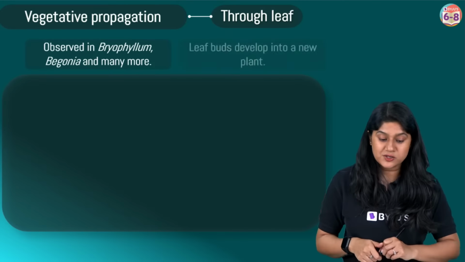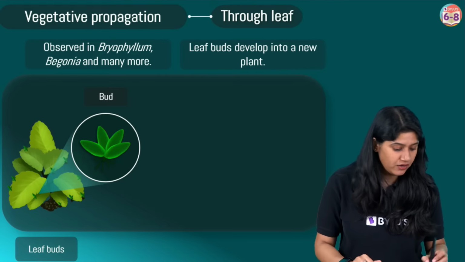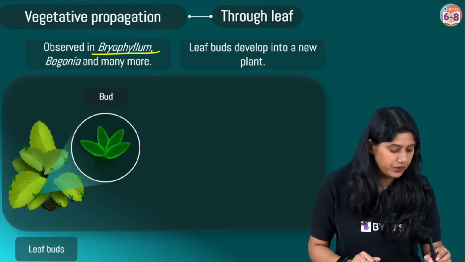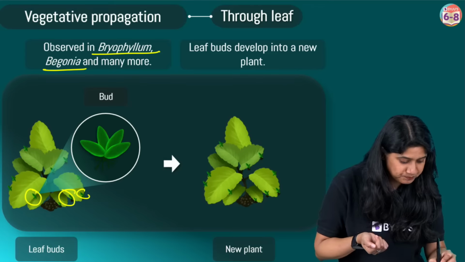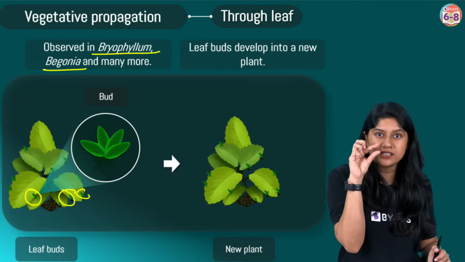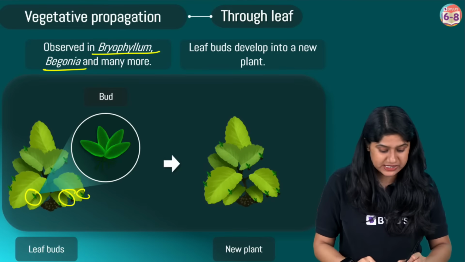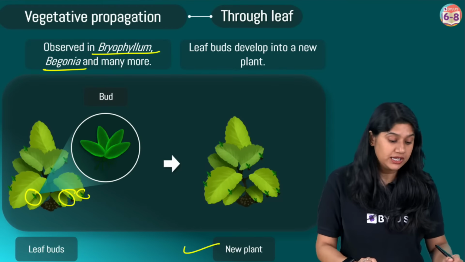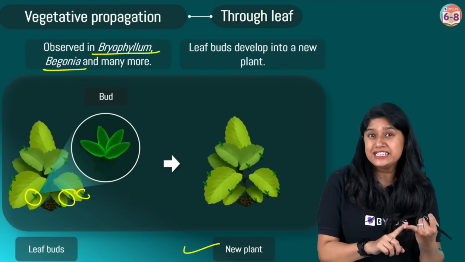And then last but not the least, vegetative propagation through leaves. Over here we have a beautiful, amazing plant which is the bryophyllum, and another example is begonia. Of course they have small leaflets, small plants, at the edges of the leaf, and once they drop we'll see the formation of a new plant. So as of now we have discussed vegetative propagation through the stem, the leaf, and the roots.